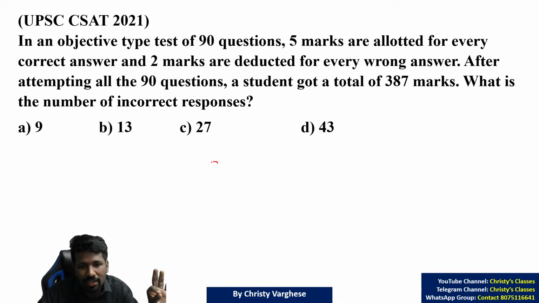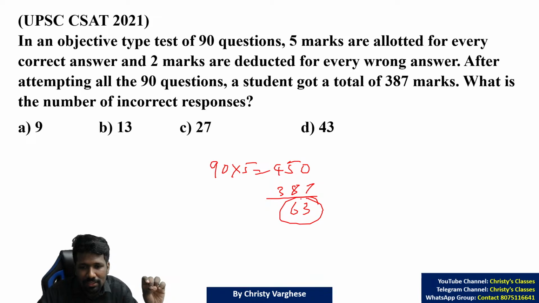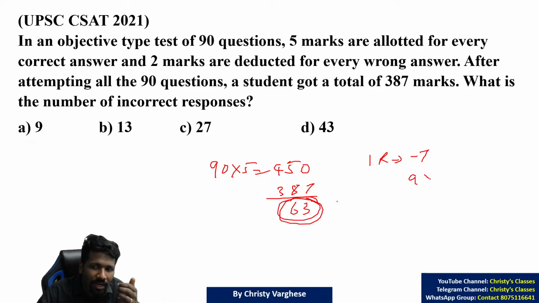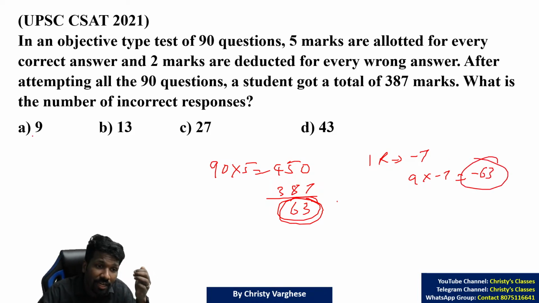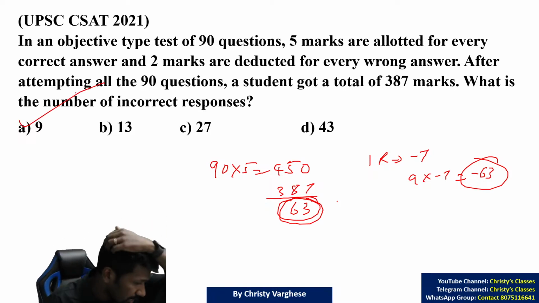Summarizing it once again. If it was all correct, 90 into 5, 450. But it is not all correct. It is 387 marks only. So 63 marks less. 1 replacement will reduce 7 marks. We need to reduce 63 marks. So 9 replacements are needed. 9 replacements mean 9 incorrect and the remaining correct. If the question was asking for correct, do the reverse, same thing itself.